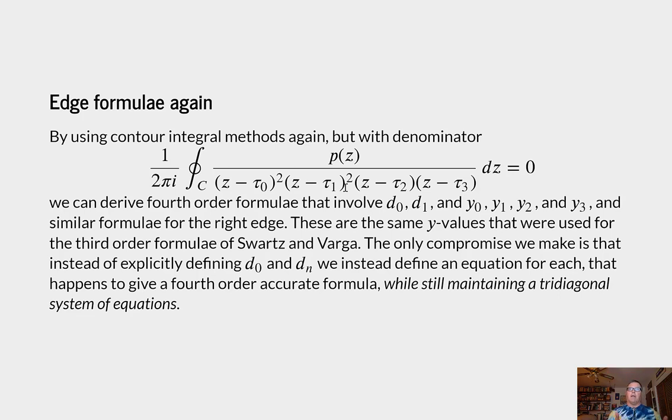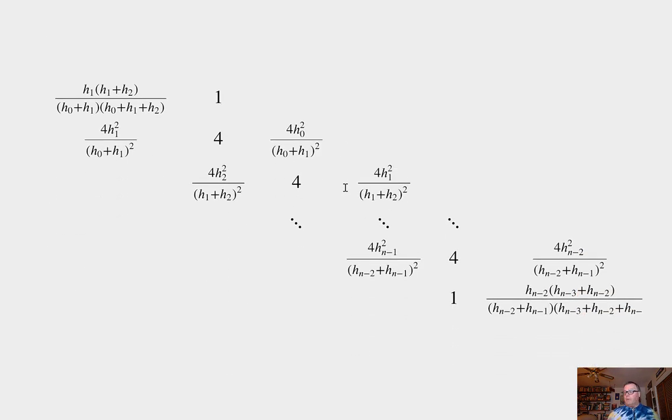And if we do this again at the far end with the similar situation where it's going to be z minus tau n minus 3, z minus tau n minus 2, and (z minus tau n minus 1) squared, and (z minus tau n) squared, then we will have two unknowns in that final equation. And it still maintains the tridiagonal shape of the system of equations, so that's important. So if we go ahead and do that, here's the resulting tridiagonal system that you get.